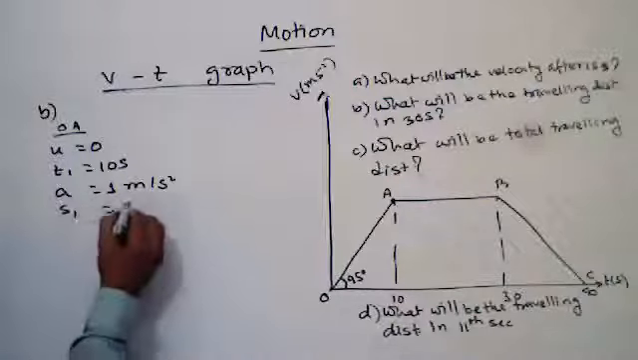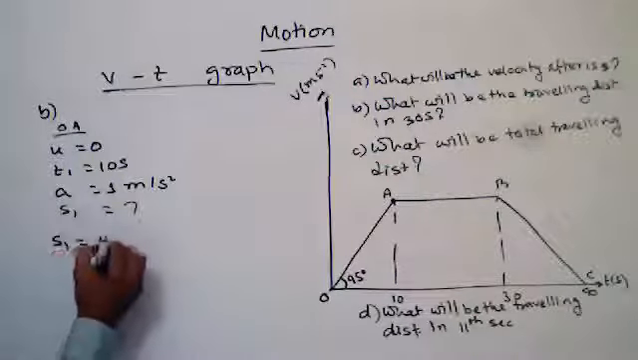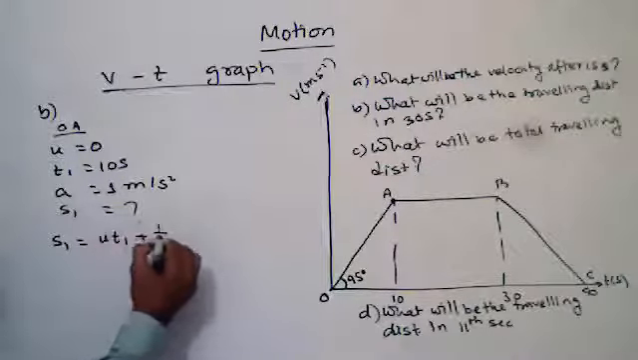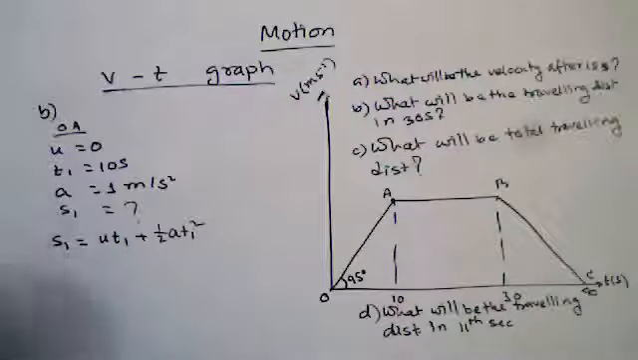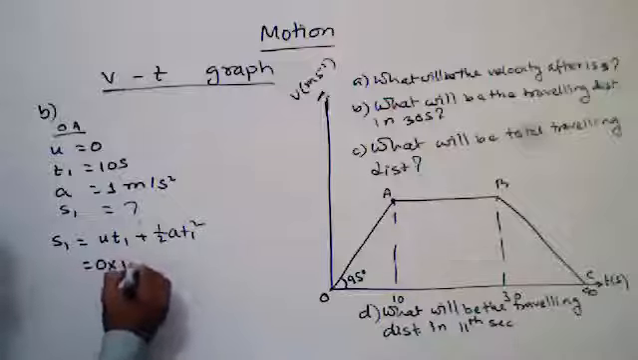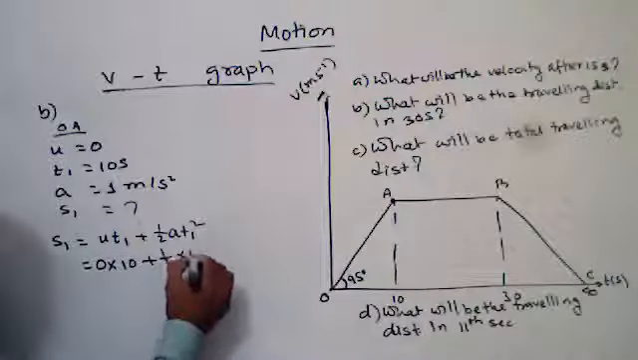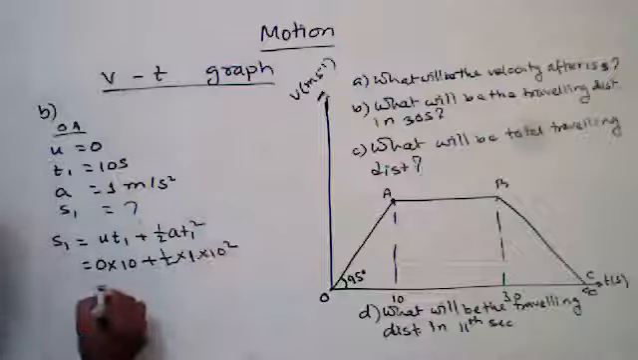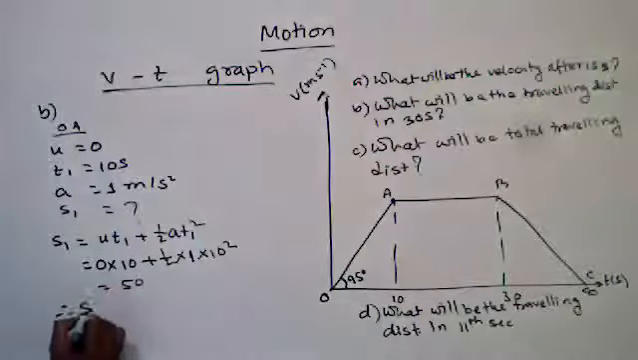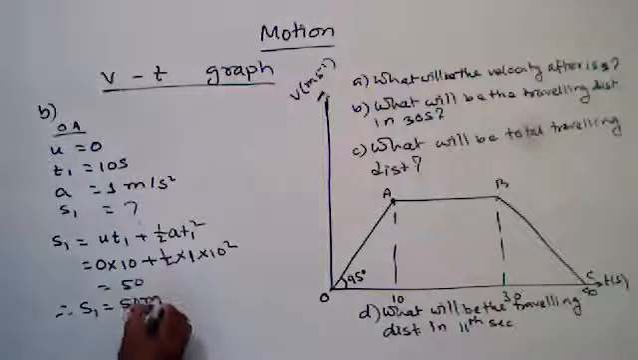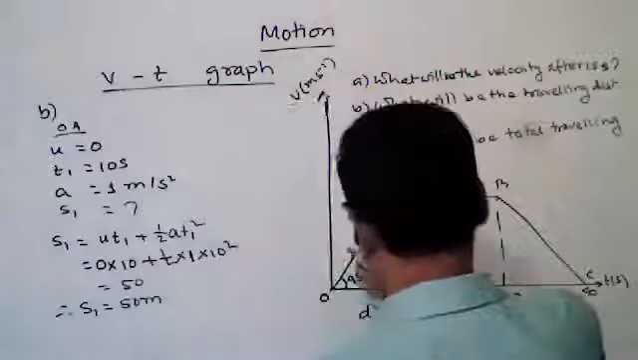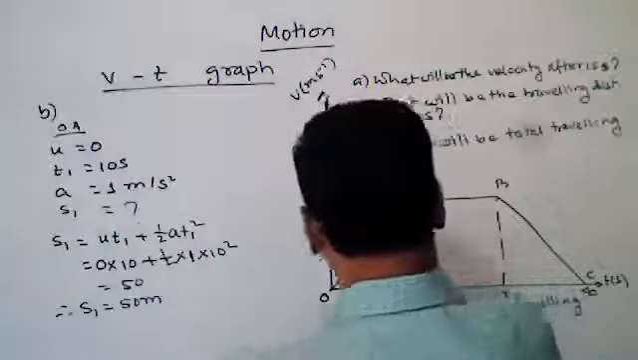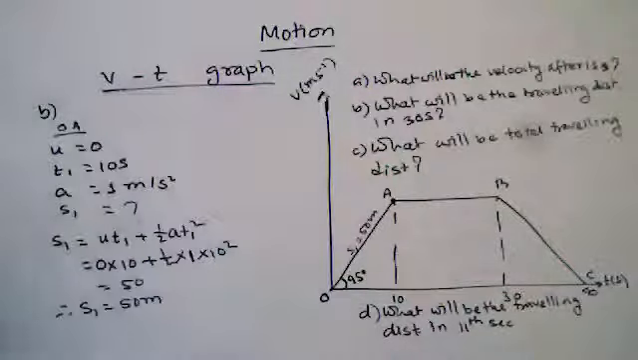S1 equals what? We know S1 equals u t1 plus half a t1 square. u equals 0, plus half of 1 into 10 square. So it will be 50. So S1 equals 50 meter. You can say this is the 50 meter.